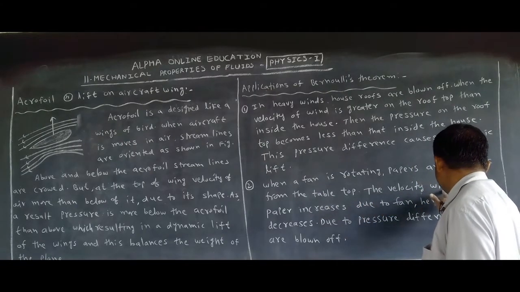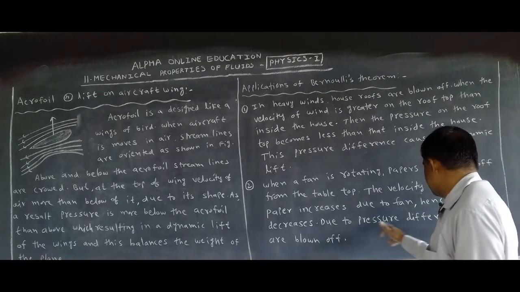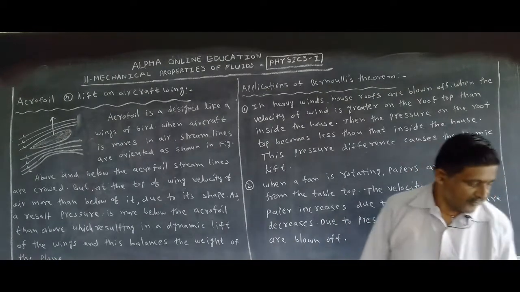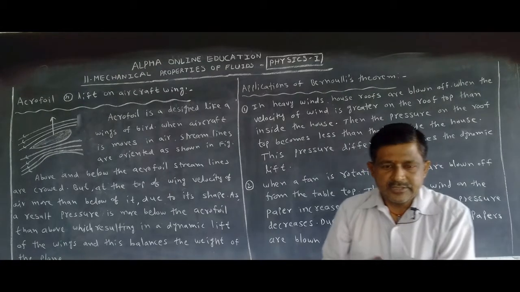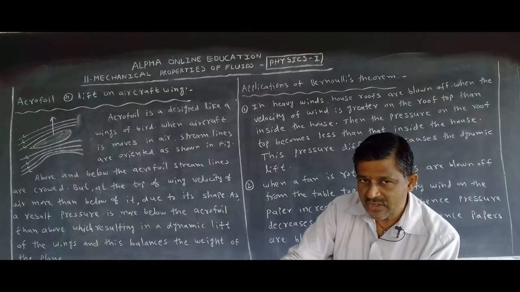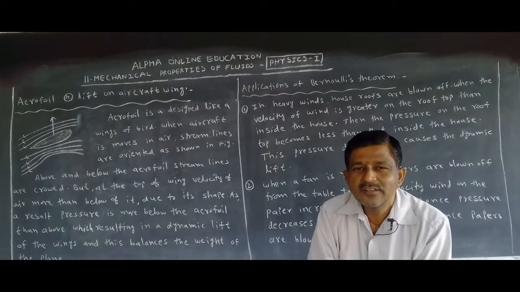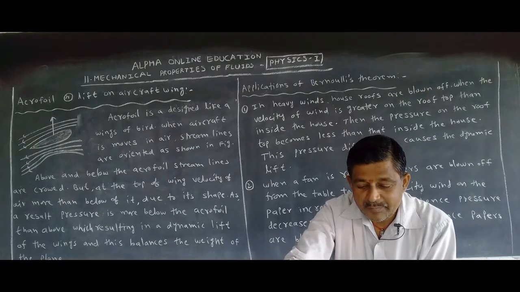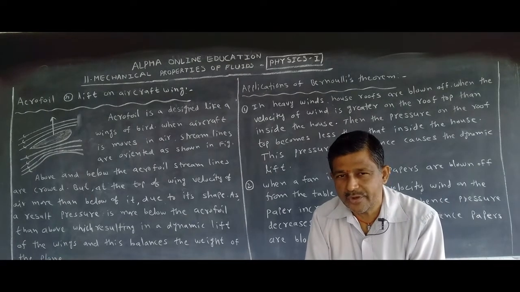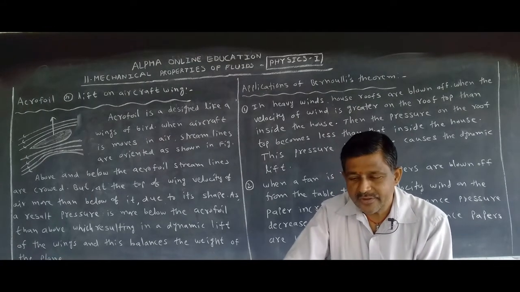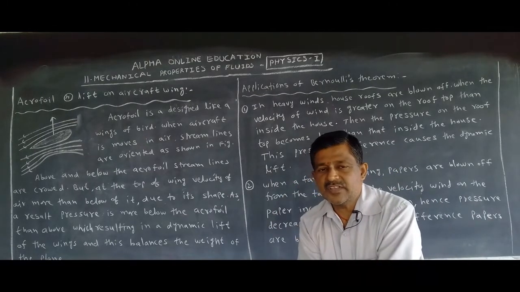Next one. When a fan is rotating, papers are blown off from the tabletop. The velocity of the wind on the paper increases due to the fan. Hence the pressure decreases, and due to the pressure difference the papers are blown off. Now, this is a book. If it is opened and the fan rotates, wind blows on it. When the wind falls on that, the velocity is more, so the pressure is less, but below the paper there is no velocity, so the pressure is more. That's why, when the fan rotates, papers are blown off.